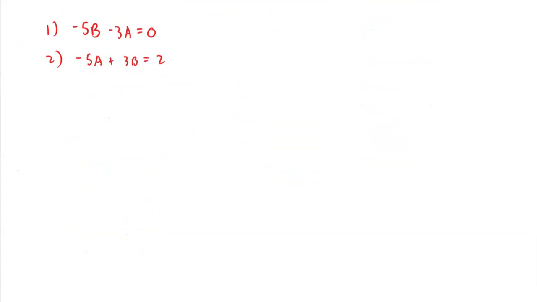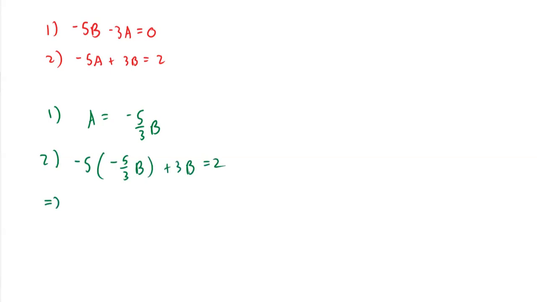What we're going to do is solve for either variable on the first equation and then plug it into the second. So from the first equation, I can solve, let's say, for a. So add 5b to both sides, divide by negative 3 to get negative 5 over 3 b. And I'm going to plug this into equation 2. So we have negative 5 times a, which is negative 5 over 3 b, plus 3b has to be equal to 2.